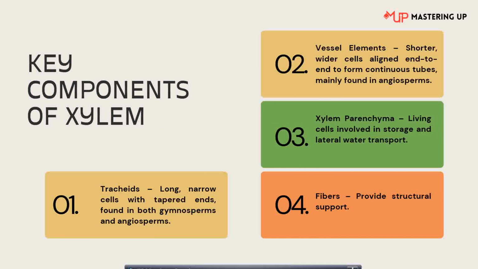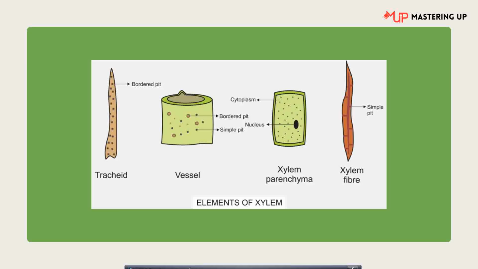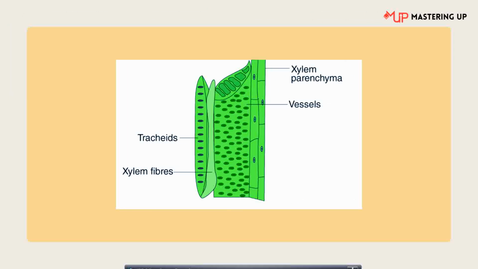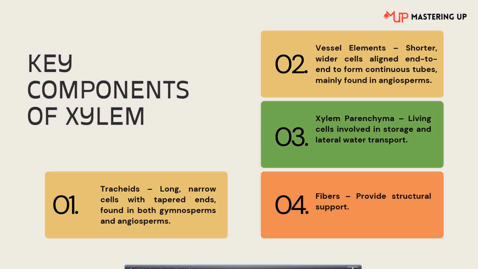Next, key components of xylem. Let's discuss the structure of xylem. Basically this is xylem. Here you can see four different elements present: tracheids, vessels, fibers and parenchyma. Vessels and tracheids are the major elements responsible for water transport, and parenchyma and fibers help the tracheids and vessels in water transport. Now let's look at those key components of xylem.